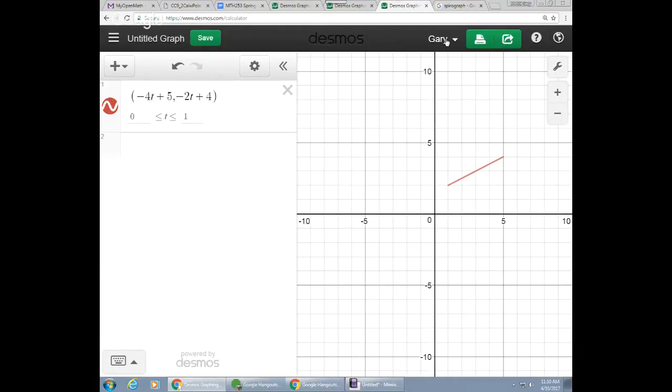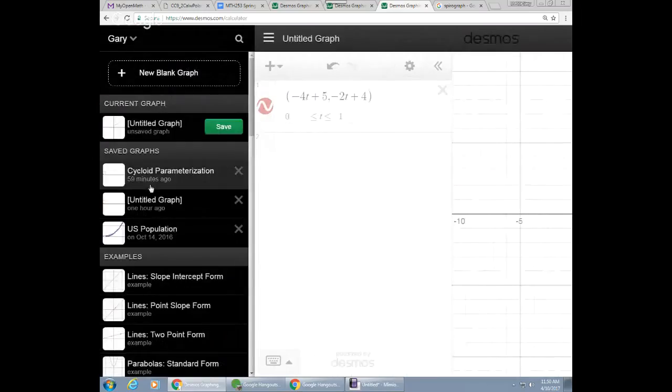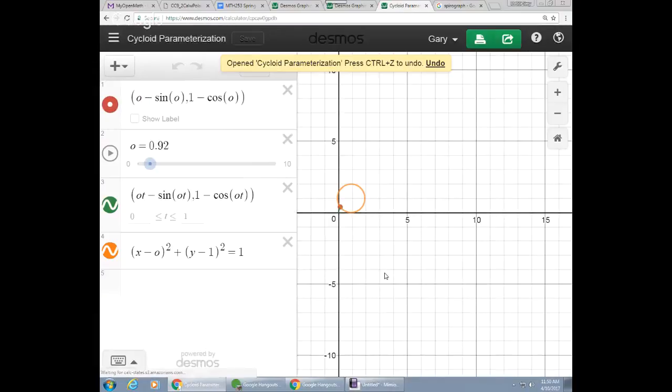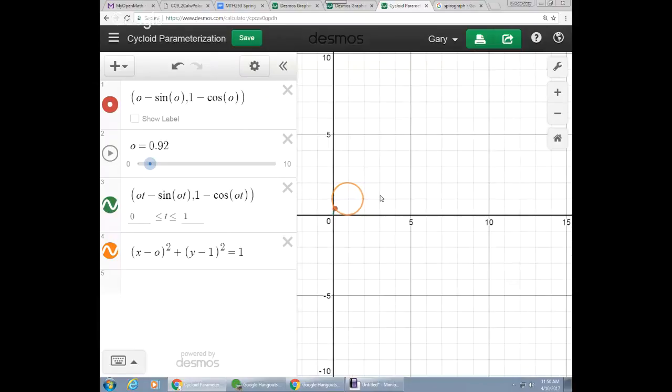Let's see, how do I get to it? Up here, cycloid parameterization. Yep, open graph. All right, so here, let me blow it up a little bit. Let's see, how do I do that? I can just zoom in, right?